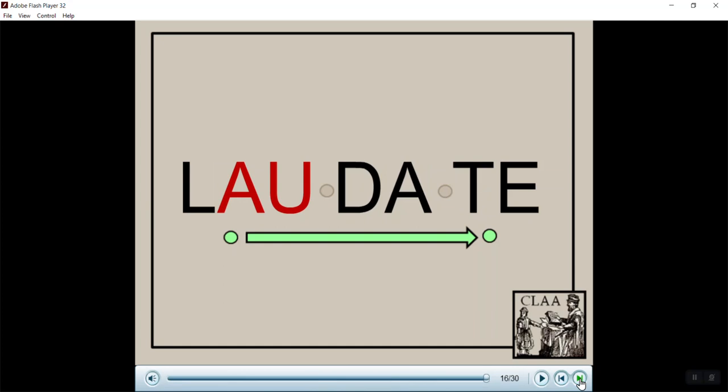Here's another Latin word that has the diphthong au. You can see it in red. Point to the green dot under the consonant L, and we'll read this word together. Lau, da, te. Laudate, laudate.